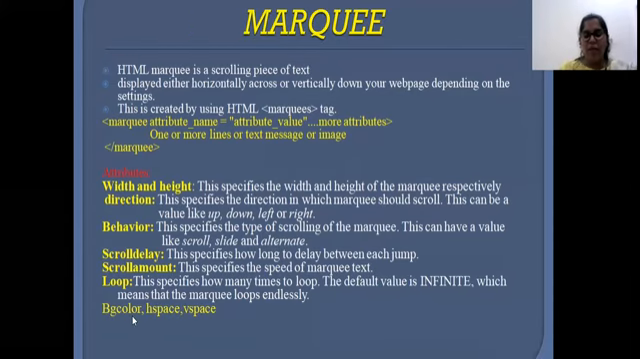And there are three more attributes which are most common. BG color, which gives the background color for the marquee, and H space and V space, which give the horizontal and vertical space between the marquee and the marquee background.